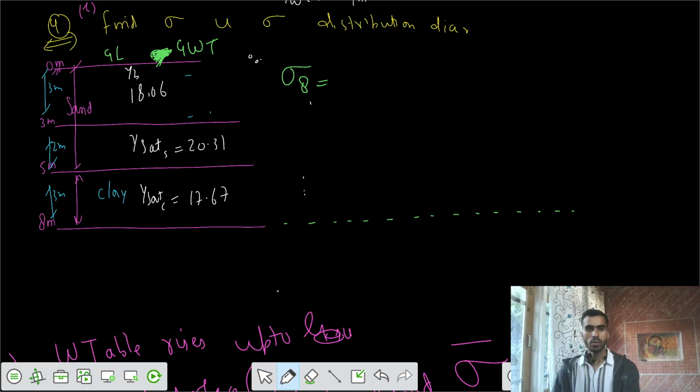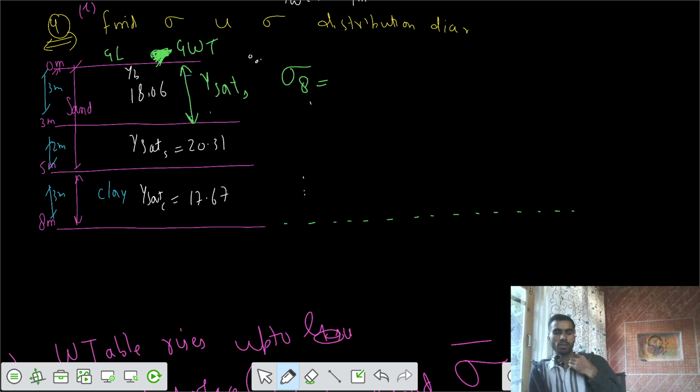What that means is that this bulk sand is going to change to gamma sat. Your gamma bulk for the soil that was actually above the water table initially has now become gamma sat, because the water table is now above that soil. So the gamma sat for the sand applies here. Gamma bulk is replaced by gamma sat.